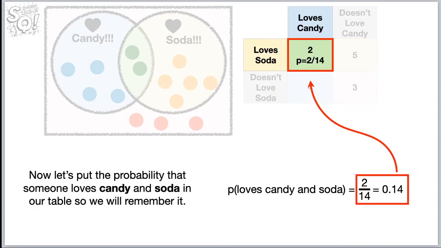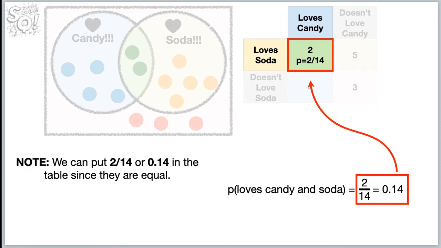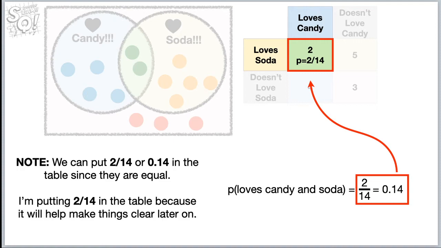Now let's put the probability that someone loves candy and soda in our table so we will remember it. Note, we can put 2 divided by 14, or you can put 0.14 in the table since they're both equal. I'm going to put 2 divided by 14 in the table because it will help make things clear later on.